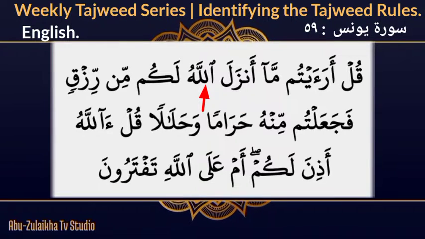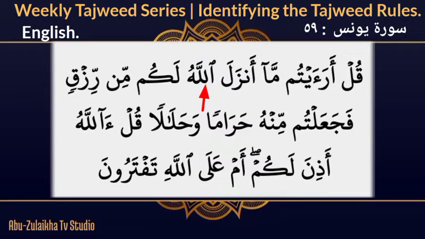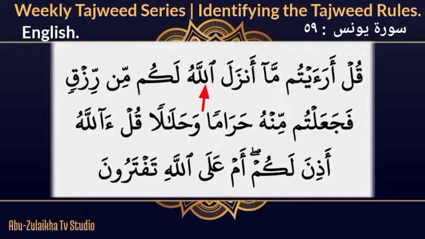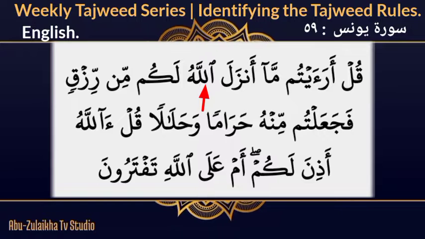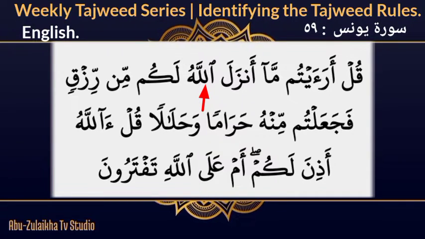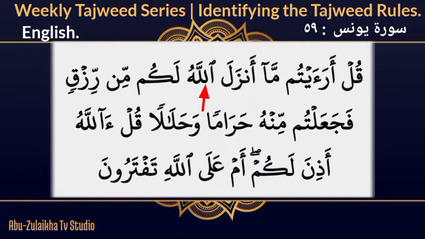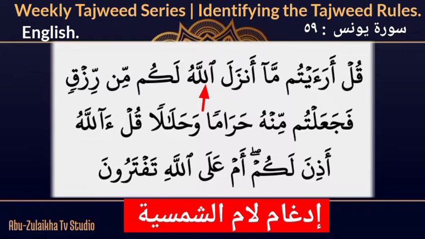Ma anzala Allah, that is in the name of the word of majesty, I said Allah. The first rule that we can identify in the word of majesty here is idgham lam ash-shamsiyya. As you can see, this lam happens to be lam ta'rif, right? And it has been assimilated into the second lam, which has shadda.